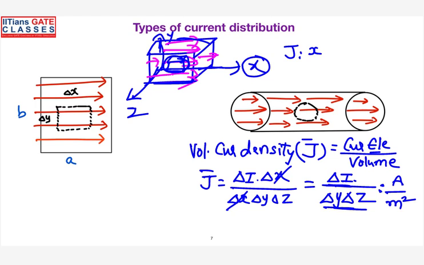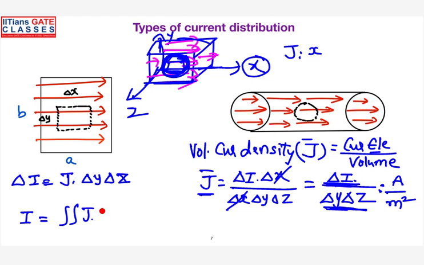So to find out the delta I current, that means if you take a small surface here, the current enclosed within this area is nothing but, you can see this equation, delta I can be obtained by multiplying J with delta Y delta Z. So J into delta Y delta Z. So what is the current I here right now? I can say that is double integral J into delta Y delta Z.